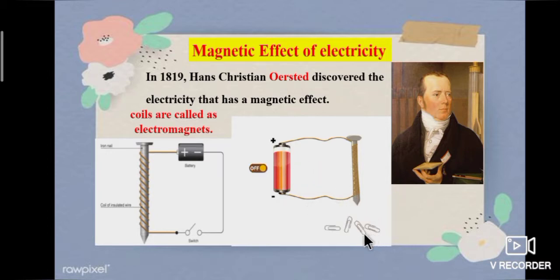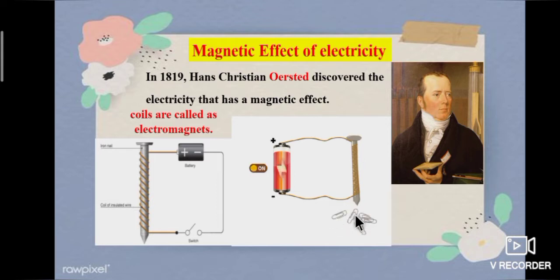Keep some pins near the end of the nail. Now switch the current on and off. What happens when the switch is kept in the on position? The pins start to cling to the end of the nail.